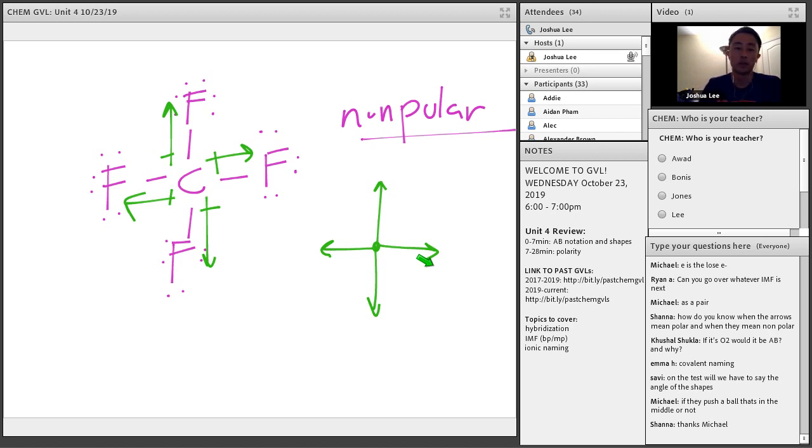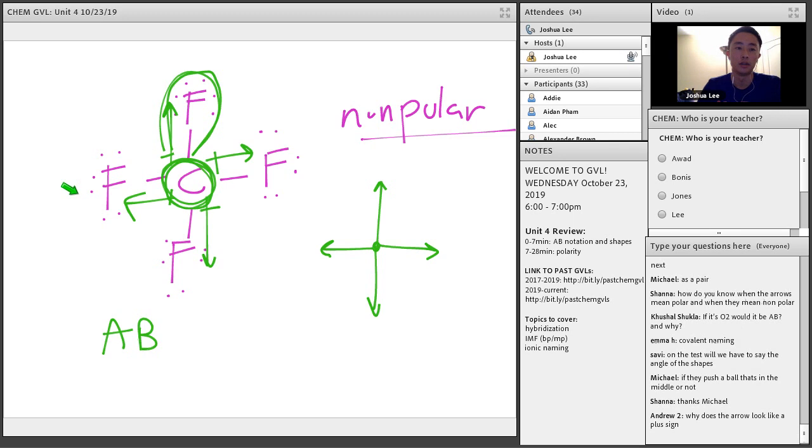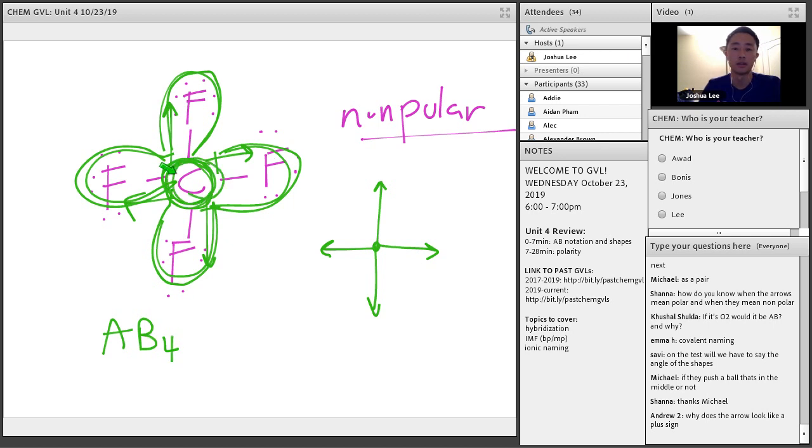So for this one, we have A, which is our central atom. B, we have 1, 2, 3, 4, 4 bonded atoms. And then we have nothing else on there. Why does the arrow look like a plus sign? I do a plus sign to show you that the arrow starts on the plus side of the molecule and points towards the negative side.